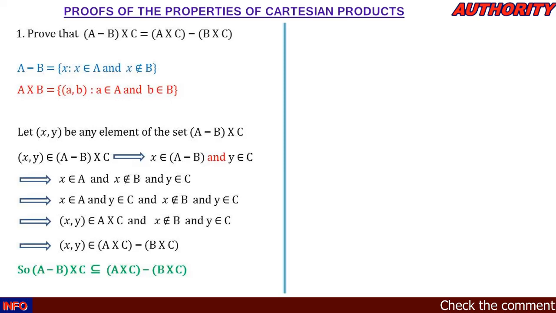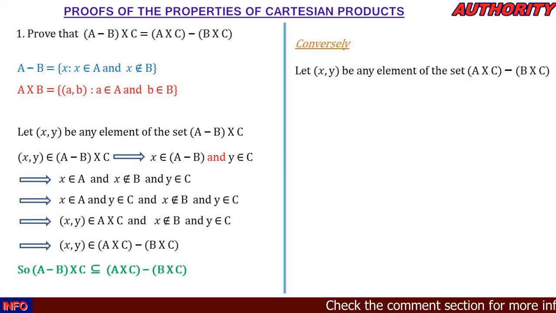Okay, so here let's also say that let X comma Y be any element in the set A cross C difference B cross C.